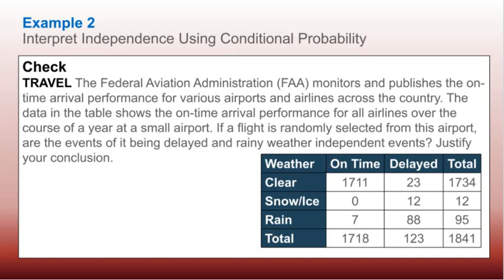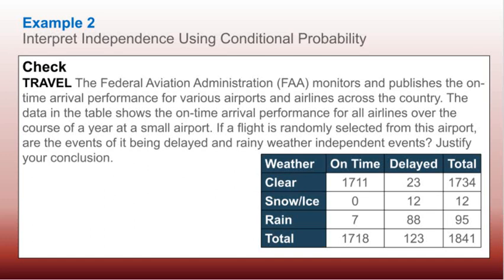And our last one: the Federal Aviation Administration, FAA, monitors and publishes the on-time performance for various airports and airlines across the country. The data in the table shows the on-time arrival performance for all airlines over the course of a year at a small airport. If a flight is randomly selected from this airport, are the events of it being delayed and rainy weather independent events? Justify your conclusion. So we want to find out the probability of being delayed.